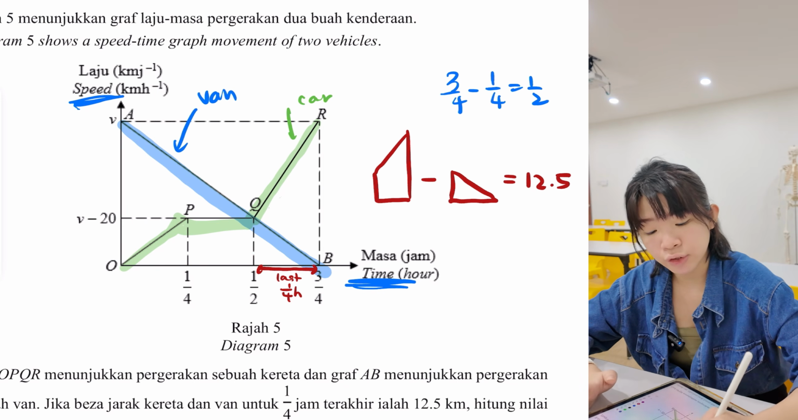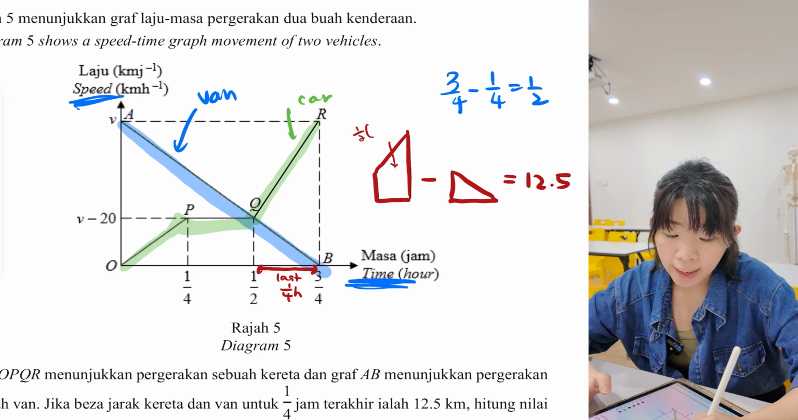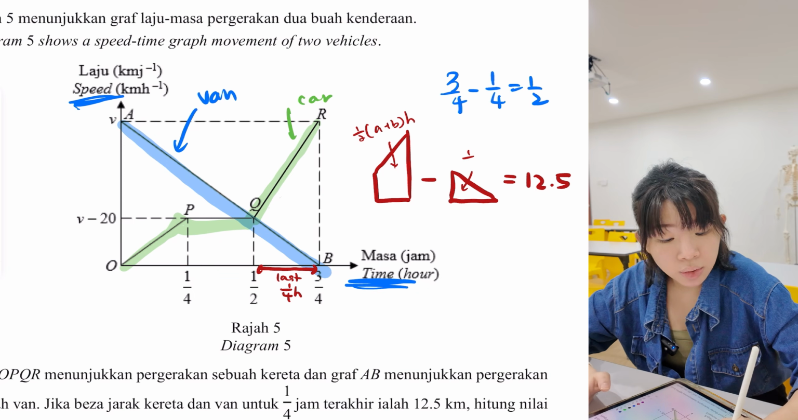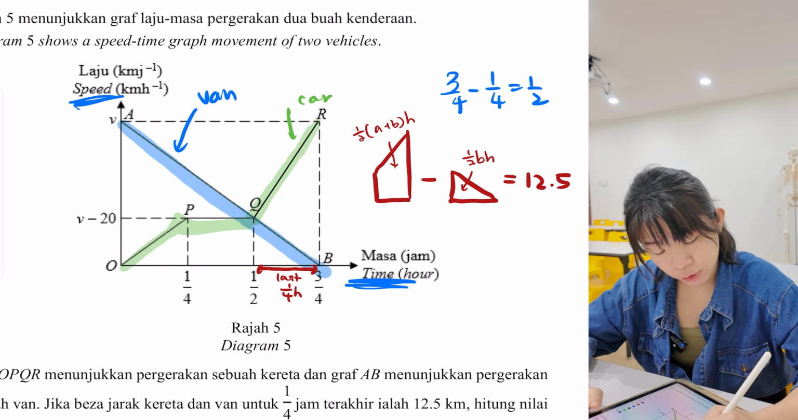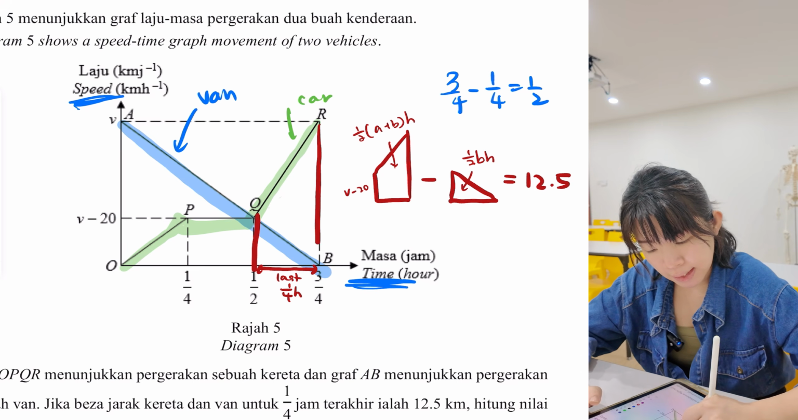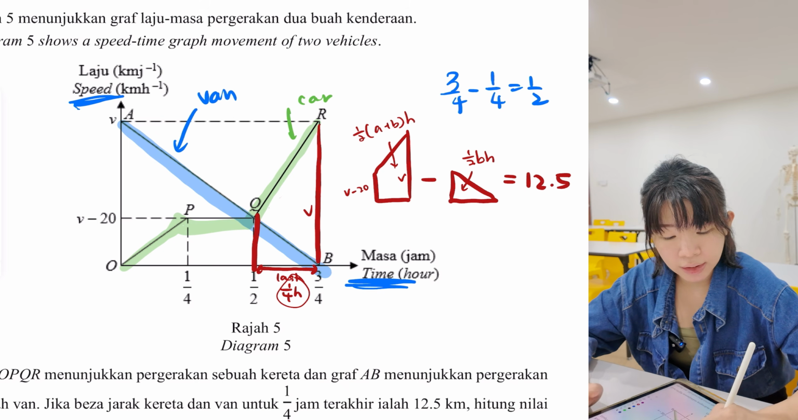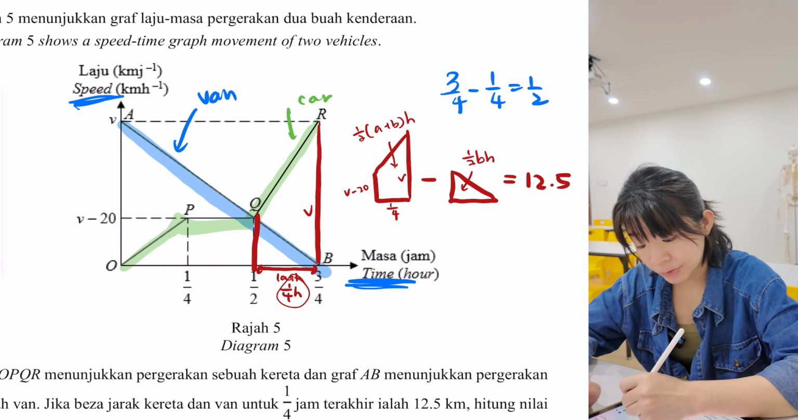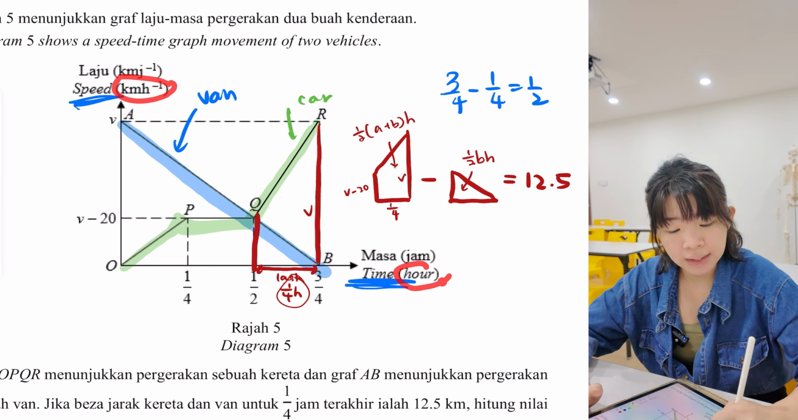Understand? For the trapezium, do you still remember the formula? We always use 1/2 times (a plus b) times height. For the triangle, it's always 1/2 times base times height. Let's check. The a and b for the trapezium, here, a is v minus 20 and b is v. The height is this one, so we can just put 1/4. Now, always check the units. Sometimes you might need to change units. The speed unit is km per hour, and the time unit given is hour.